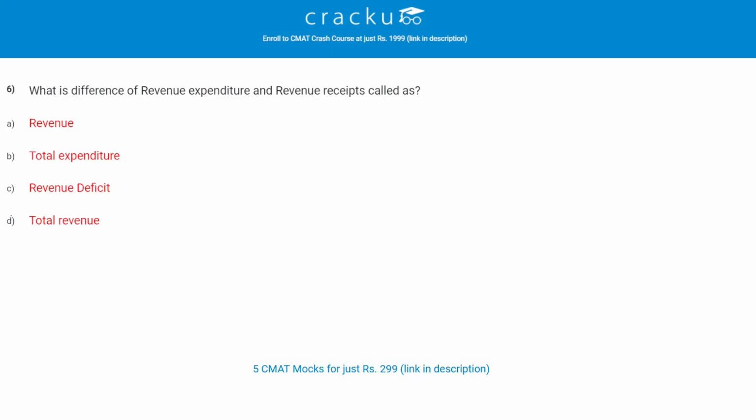Let's check the another question. What is difference of revenue expenditure and revenue receipt called as? The correct answer is C, revenue deficit.